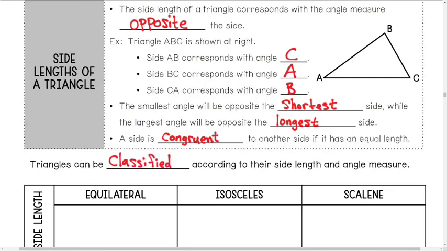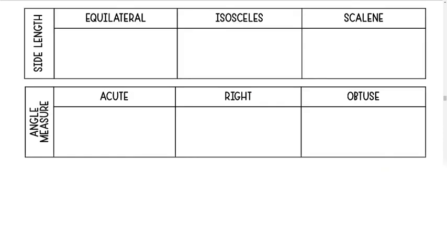And then lastly, triangles can be classified according to their side length and angle measure. So we say what type of triangle it is by what the sides are doing and what the angle measures are doing. We have different types of classifications here, based off of the side lengths. These are fancy names to tell us what type of triangle. Just like we use colors to describe what things look like, we use triangle names to describe what type of triangle it is based off of the sides, and also based off of the angle measure.